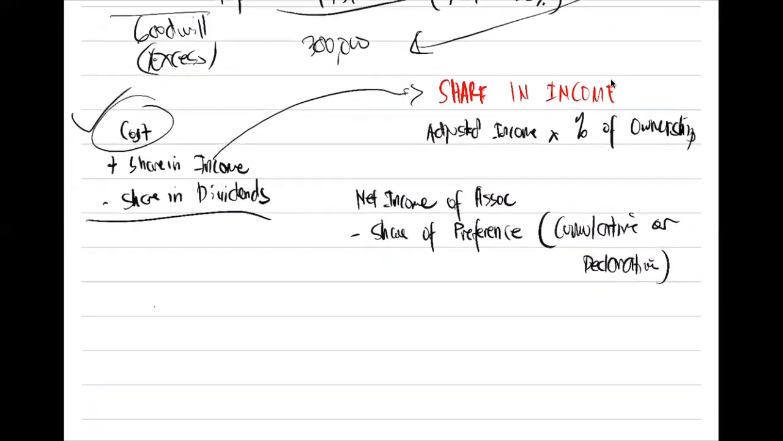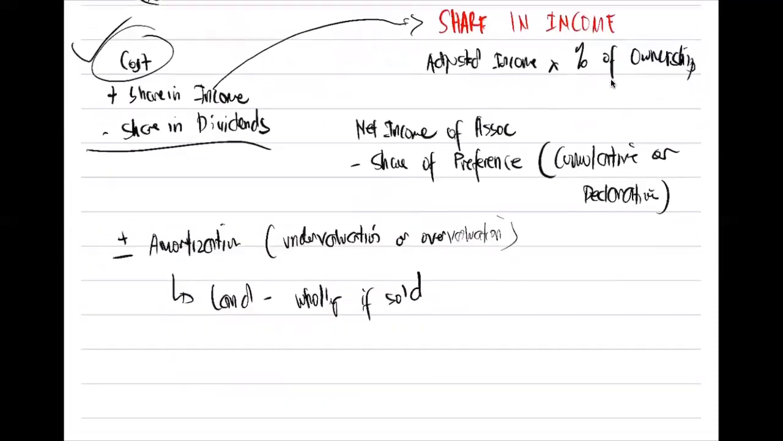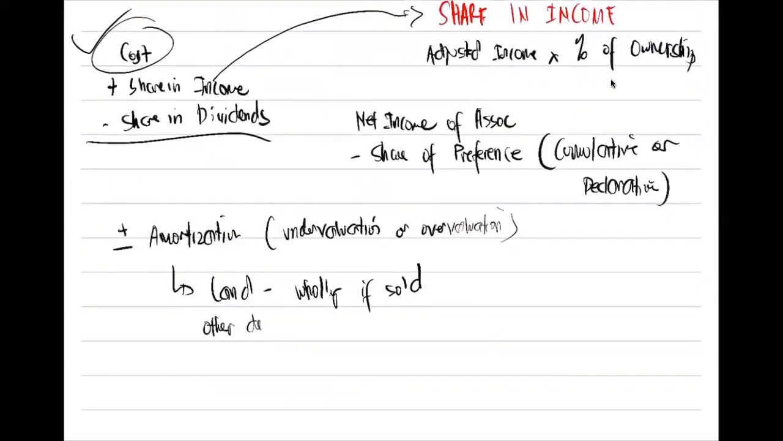And then you have these items of amortization. What is this items of amortization? So plus or minus amortization. This is because of the undervaluation or overvaluation. So what are the rules on your amortization? For your land, you will only amortize it wholly if sold. Other depreciable asset, over the life.